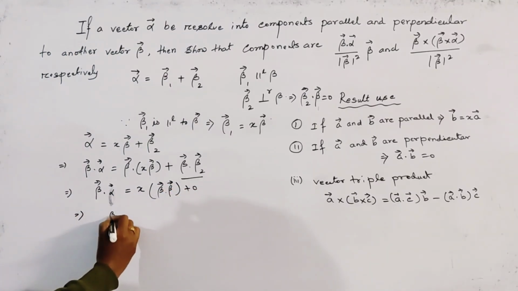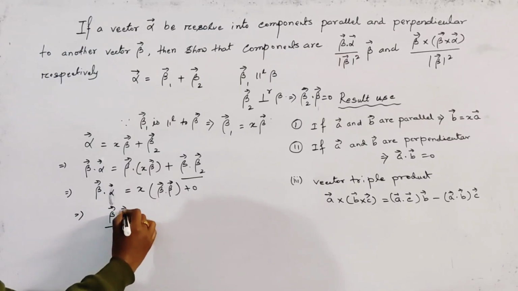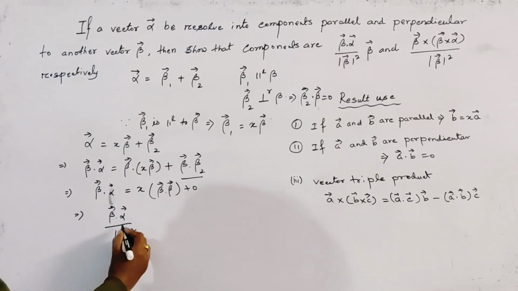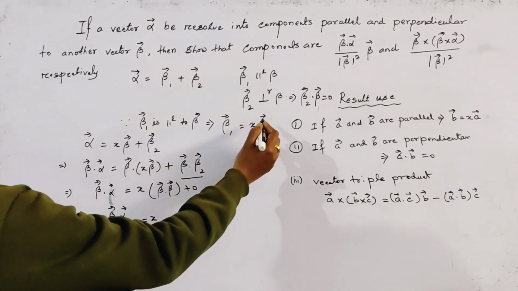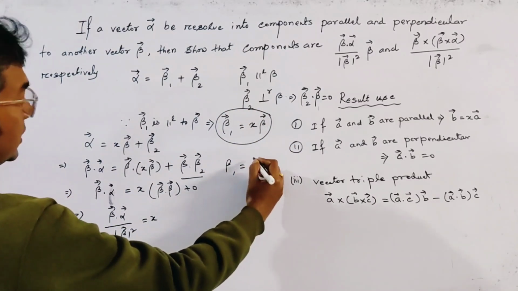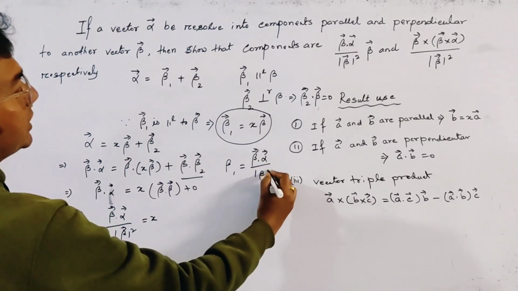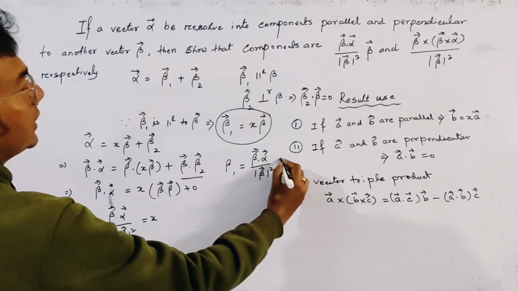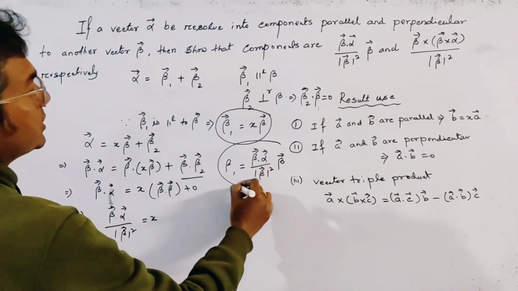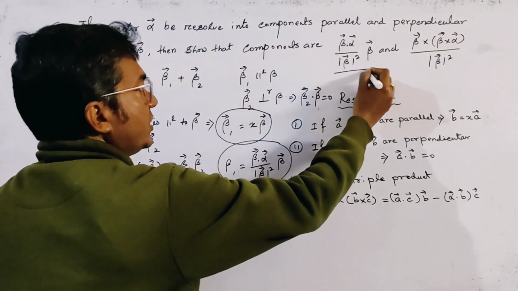So we get beta dot alpha by mod beta whole square, because beta dot beta is equal to mod beta whole square. This is given by x. Now putting the value of x, we get one component, beta 1, which is given by beta dot alpha by mod beta whole square times beta. This is the first component, the parallel component of beta, and this is our first result.